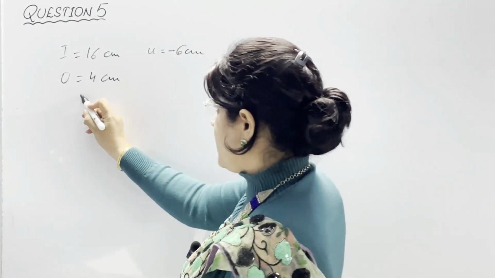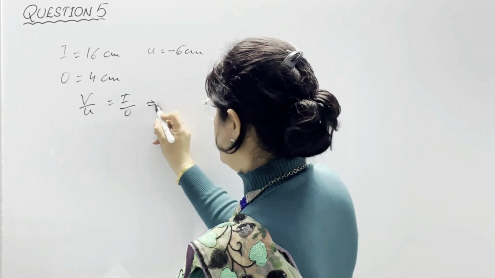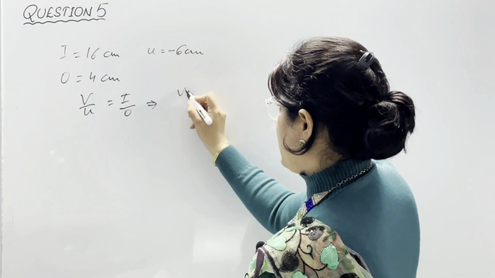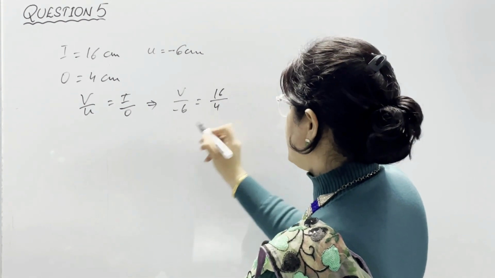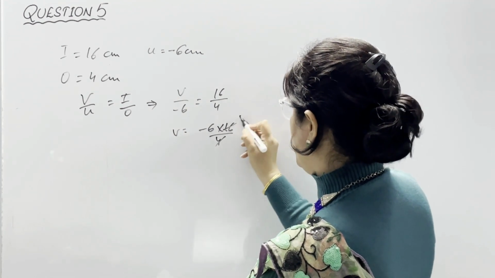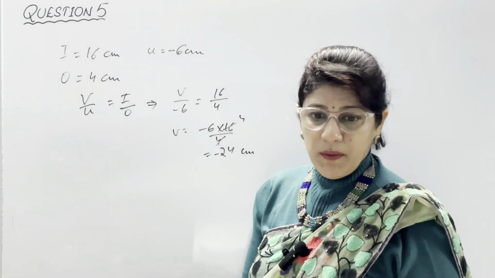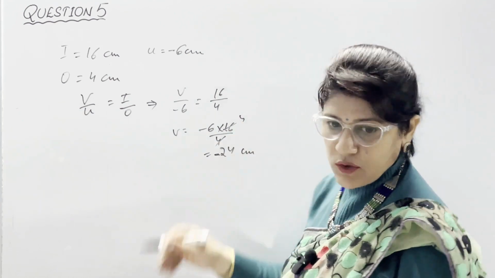B part, find the position of the image. For finding the position of the image, V upon U is equal to I upon O. Magnification formula. So we need to calculate. U is minus 6, I is 16 and O is 4. So V is equal to minus 6 into 16 upon 4, which is minus 24. So B part, position of the image V is minus 24 centimeter. It means in front of the lens.